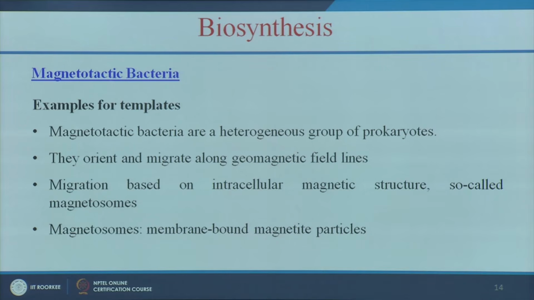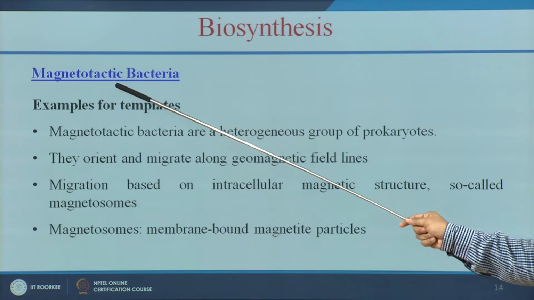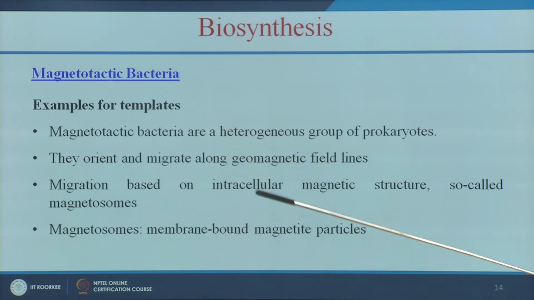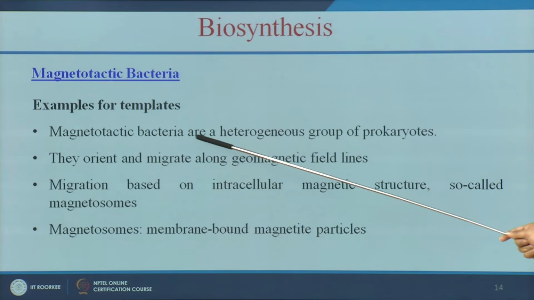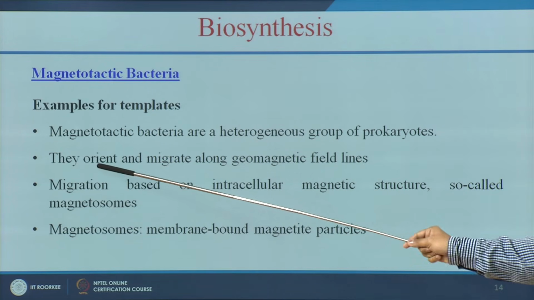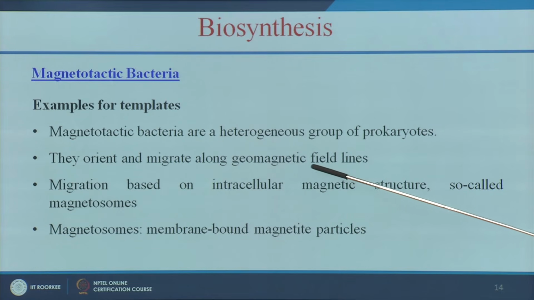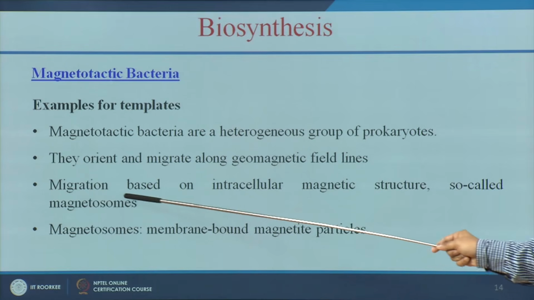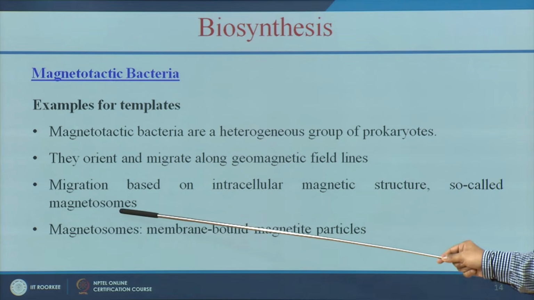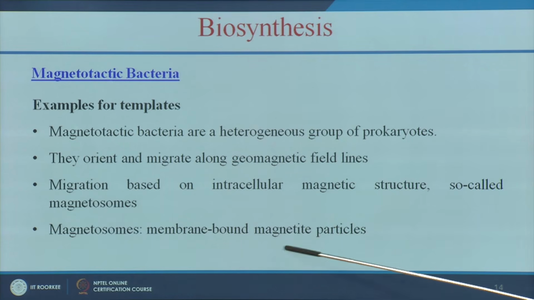So let us see another example, where we are going to see how we can use magnetotactic bacteria for synthesizing magnetic nanoparticles. These magnetotactic bacteria are a heterogeneous group of prokaryotes, and they orient and migrate along the geomagnetic field lines. They do not have any flagella; they move according to the geomagnetic field lines, and their migration is based on the intracellular magnetic structure. The intracellular magnetic structure is called magnetosomes. A magnetosome is a membrane-bound magnetite particle.